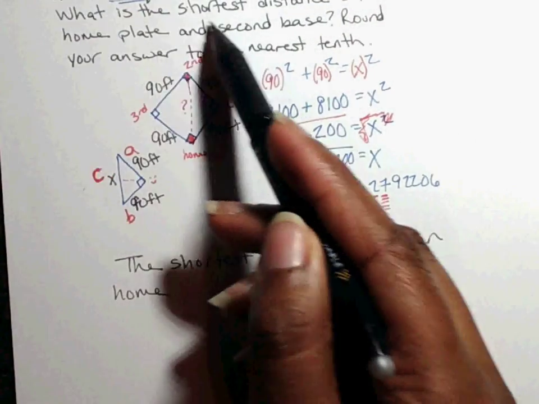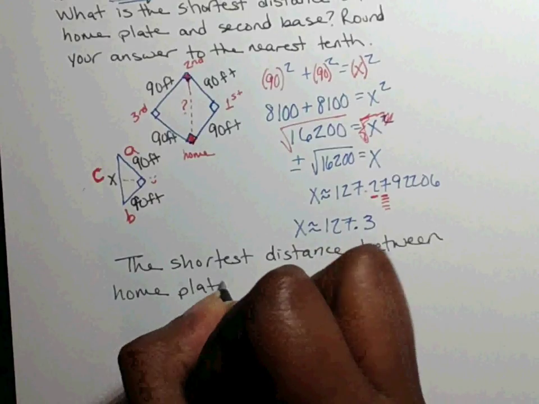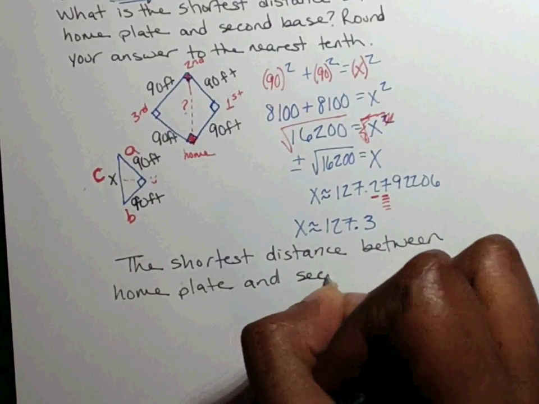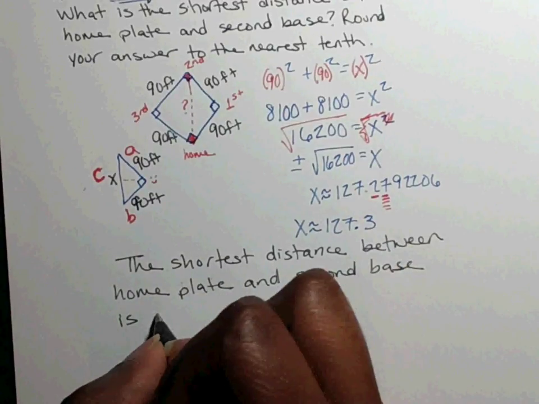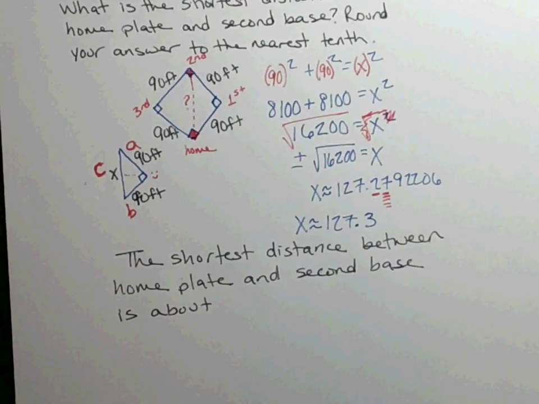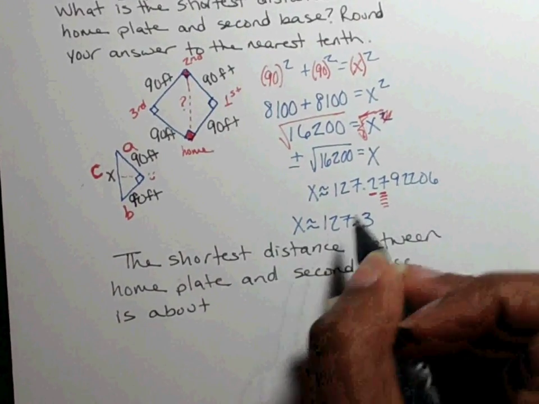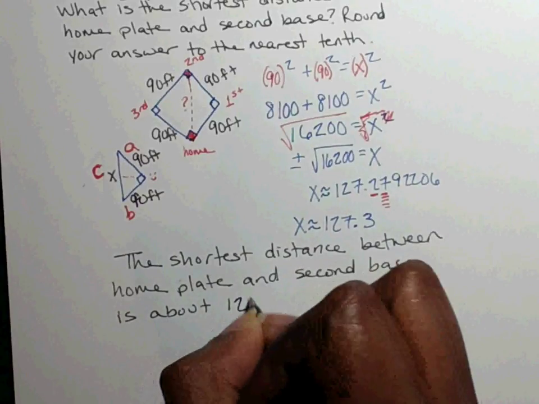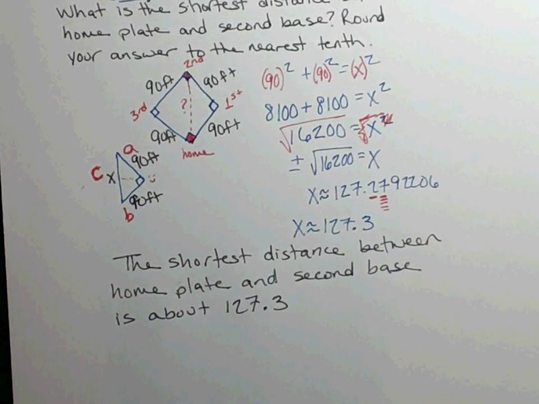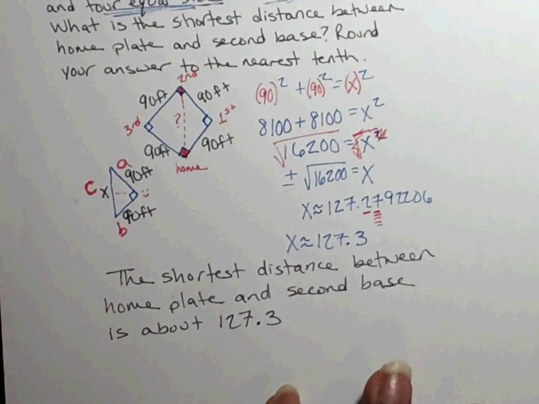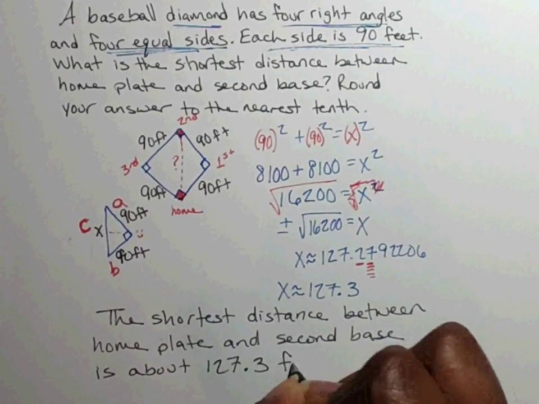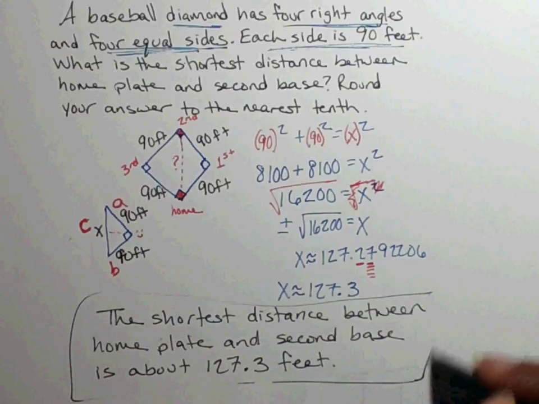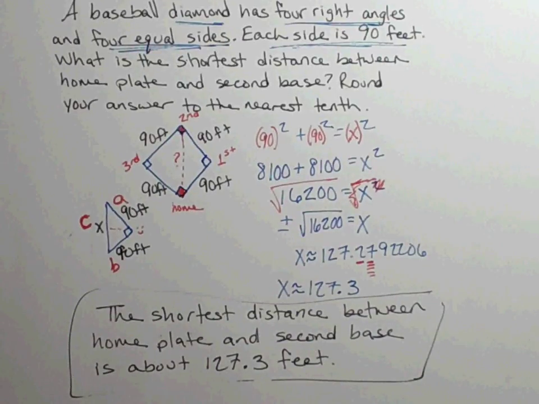That's exactly what it says. I'm just basically rewriting my question. Between home plate and second base is about... I can't say "is" with an equal sign, because that means it's equal. It's not equal. I rounded. The calculator rounded. Is about 127 and 3/10. What units am I talking about in my problem? Feet. Got my answer.